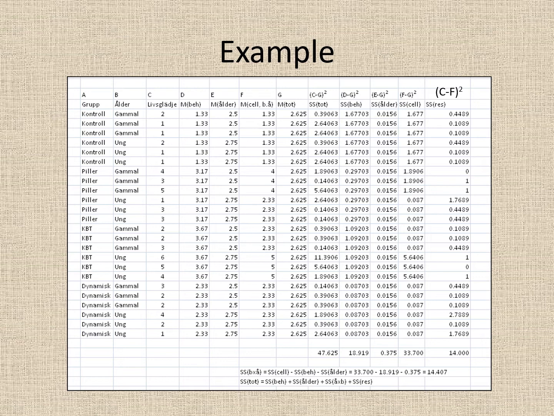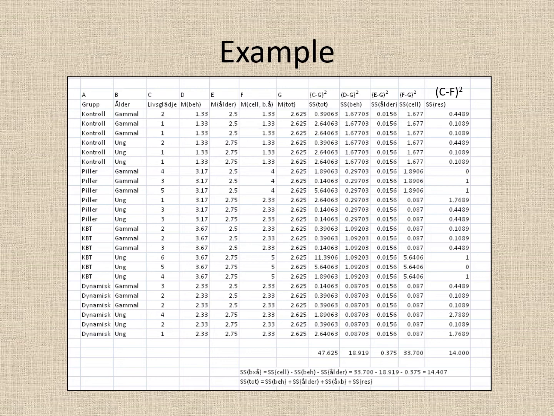Next column, there we have the difference between the F and G columns. And in the F column we have the cell mean. So the cell mean in this case is the mean for the combination of treatment and age category. So in each row we take the cell mean minus the total mean and we square that. And we do this in each row and we take the sum. 33.7.